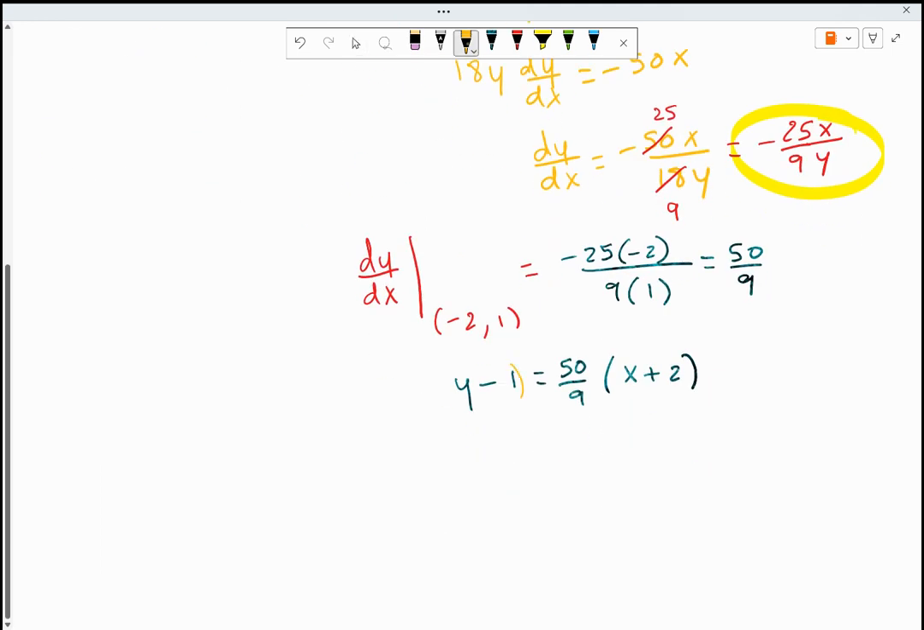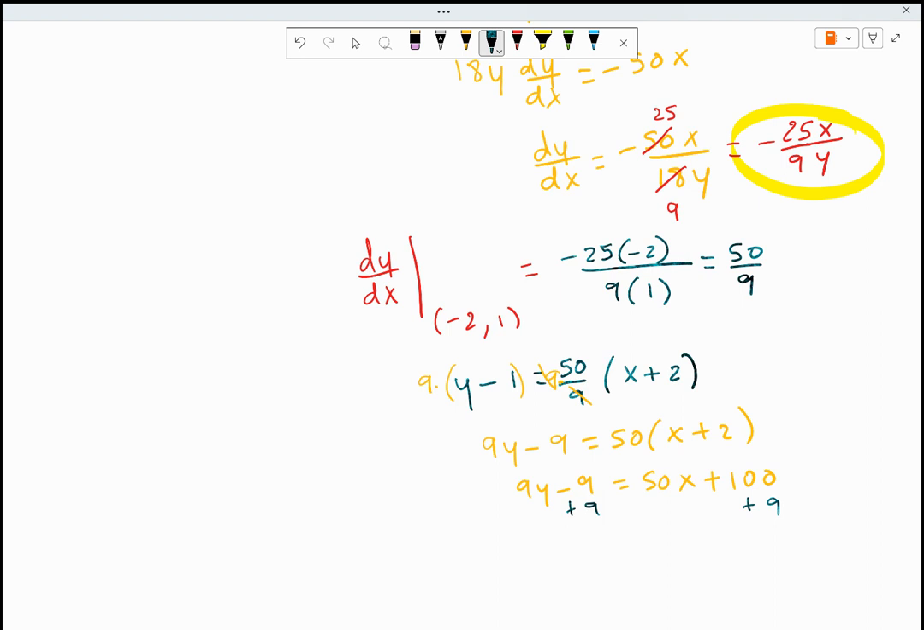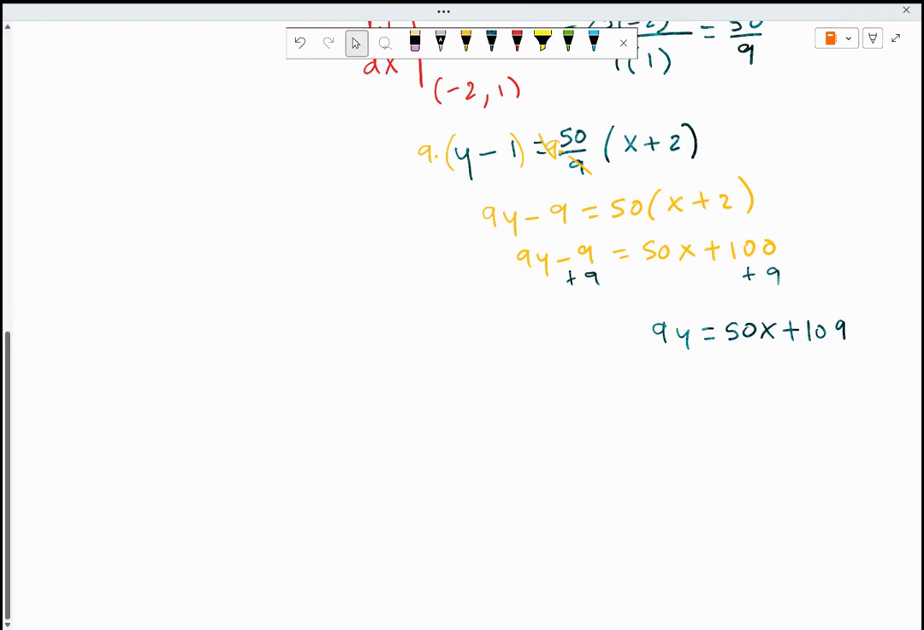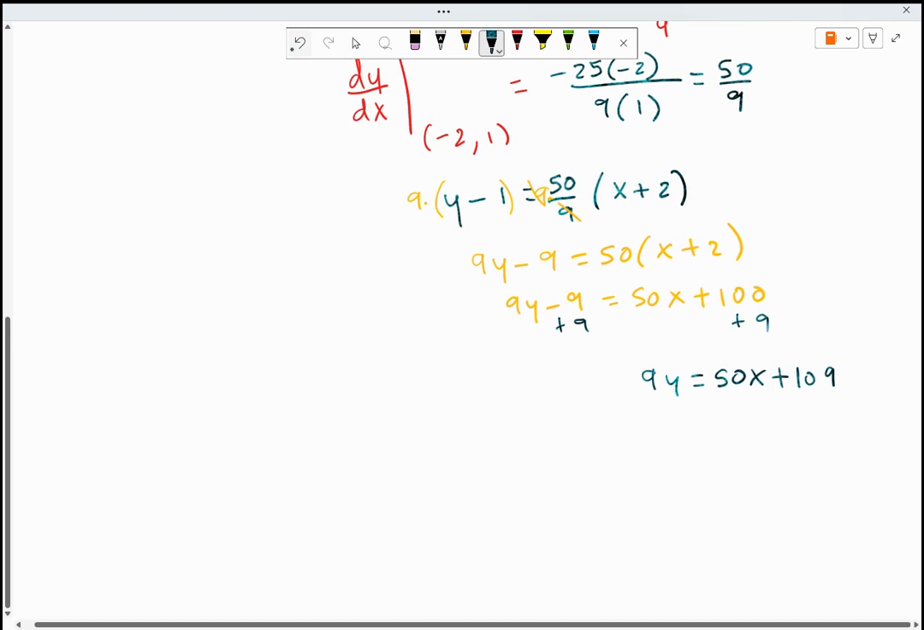We're going to multiply each side of the equation by this denominator here of 9, so that I can divide 9 by 9 and get a 1. So I'm going to get 9y minus 9 is equal to 50 times x plus 2. So 9y minus 9 is equal to 50x plus 100. Let's go ahead and add 9 to each side. So we have 9y is equal to 50x plus 109. And then subtract 9y from each side. That's going to give me 50x.